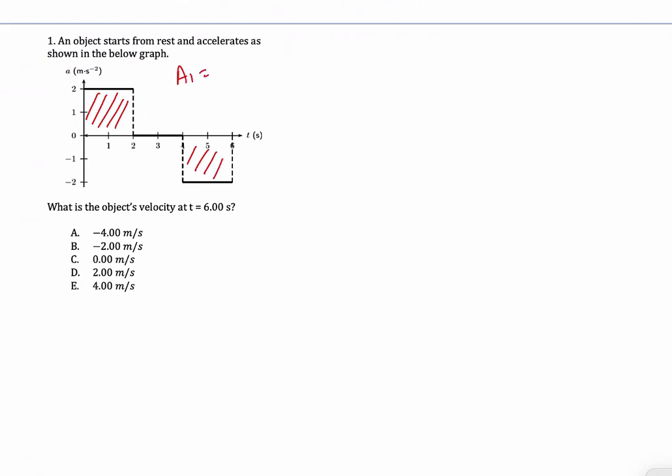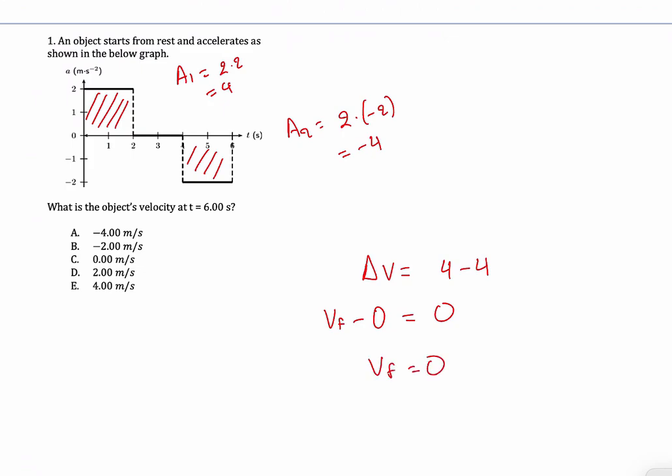The area 1, that is length times width, so 2 times 2, it is 4. And an area 2, that is length times width, so 2 times negative 2, so it is equal to minus 4. So again, the change of velocity is the total area, so 4 minus 4. The change of velocity is v final minus v initial, but we start from rest, so the v final has to be 0.